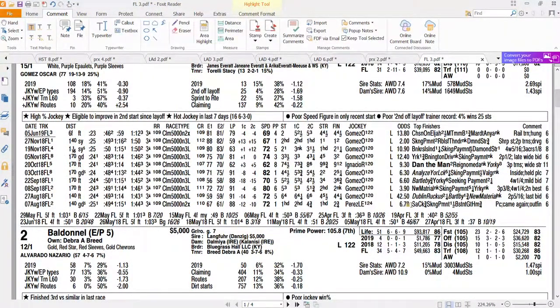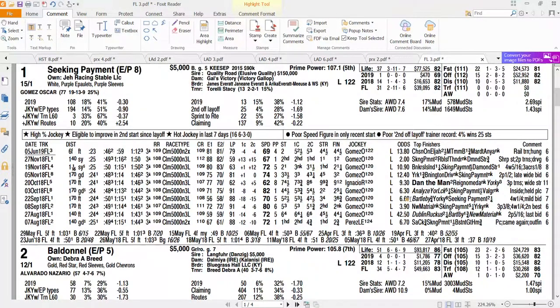Now here's a prime example of Seeking Payment. Seeking Payment finished fourth in this race. The three horses that finished ahead of him all came out and won their next race. Okay, notice again, they're all in italics. That means the next time they ran, they won their race. And this horse came in second and lost by a neck. All right, so he almost won the race there.